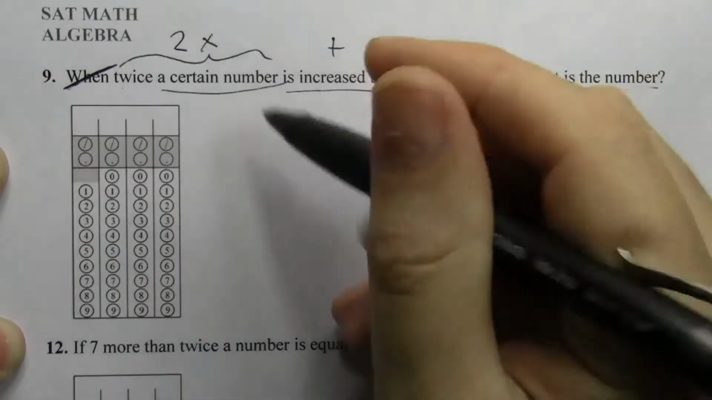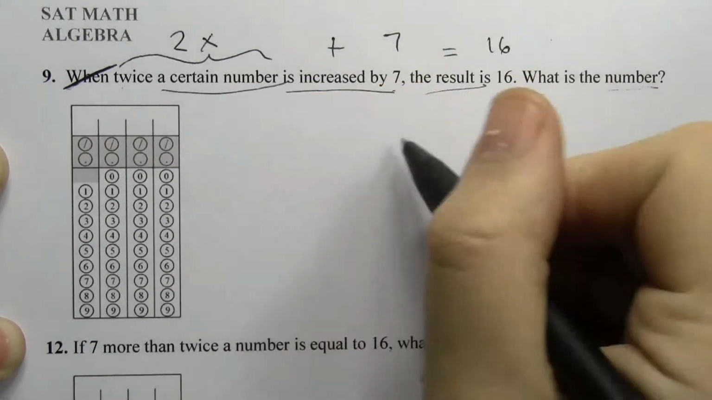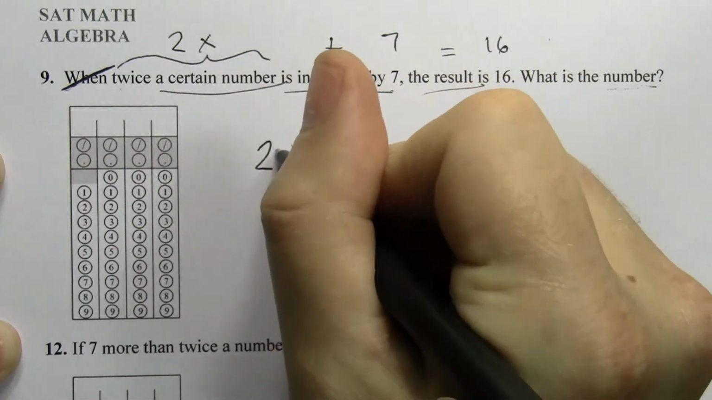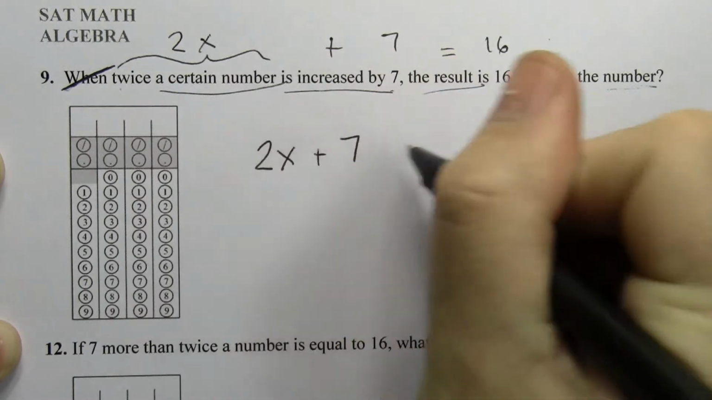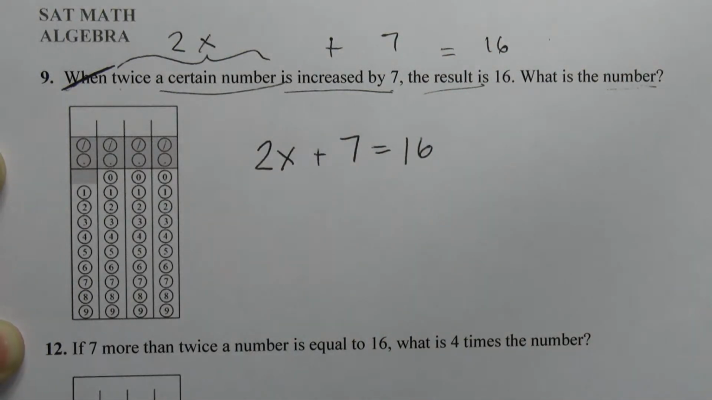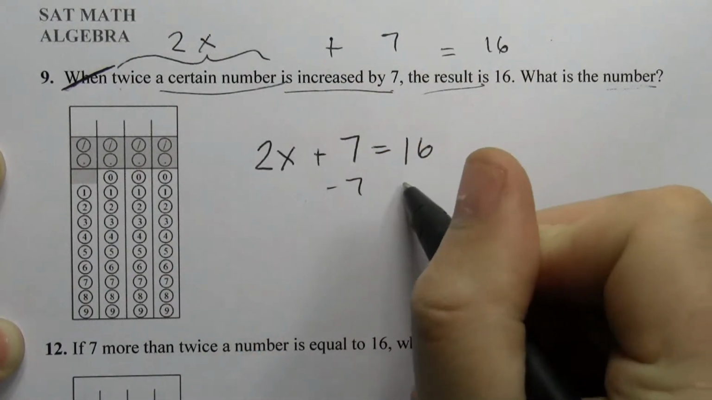So this one's fairly straightforward. I'm just going to copy these down here. But we basically have, when twice a certain number is increased by 7, the result is 16. Okay, and that's how you translate it. Now, I don't even need to solve this because, again, most of you don't have trouble solving. It's just setting up the algebraic expression. So I'll solve this one quickly, but again, it's not necessary.